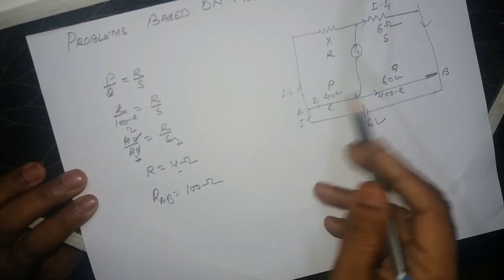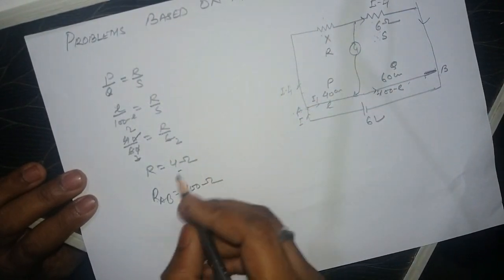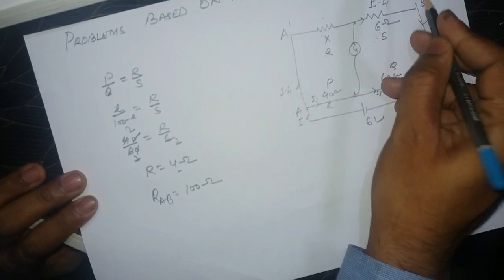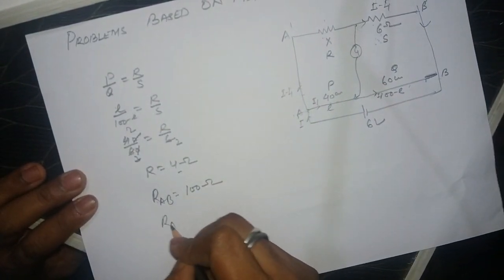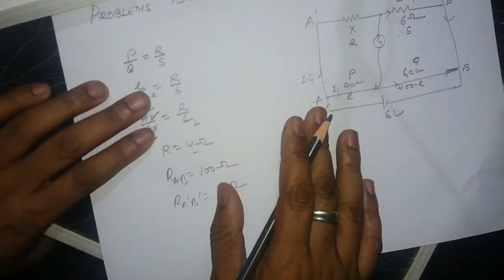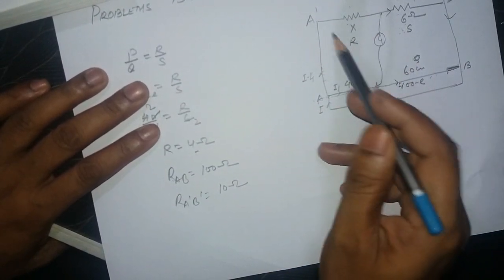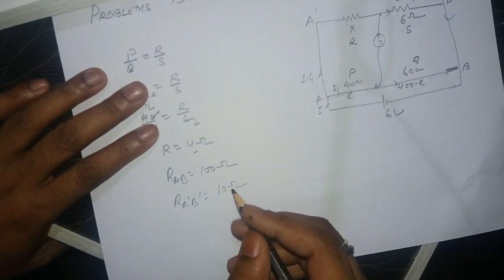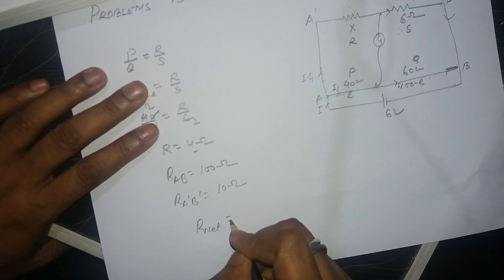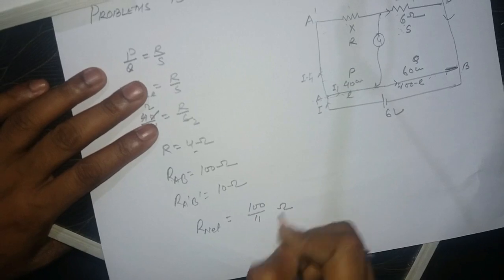ठीक है, तो 100 सेंटीमीटर के लिए रेजिस्टेंस across A B कितना? 100 ohm. This resistance, if this is A' B', resistance across A' B' is how much? 4 + 6, 10 ohm. Now equivalent resistance, now this resistance and this both are in parallel, therefore net resistance R net will be 100 upon 11 ohm.